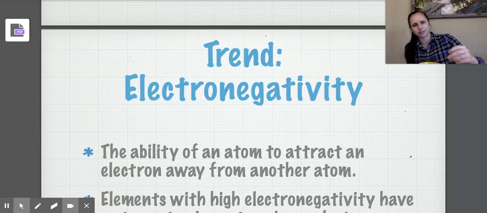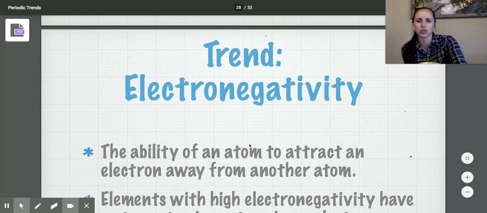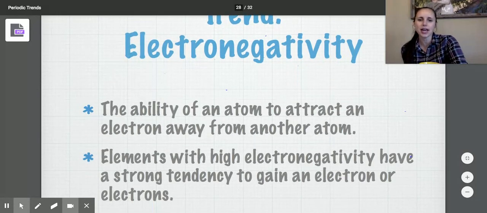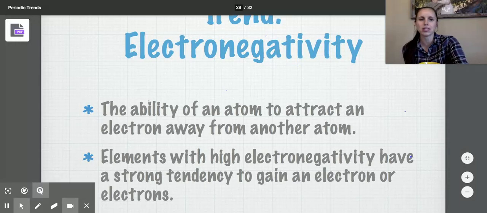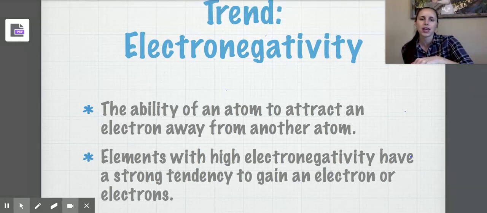If you can just understand how the periodic table is organized. So the definition of electronegativity is the ability of an atom to attract an electron away from another atom. So it's the ability to actually steal an electron. If an atom has a really high attraction for electrons, it's going to have a high electronegativity.